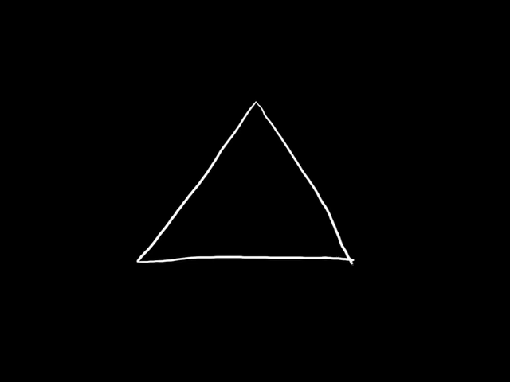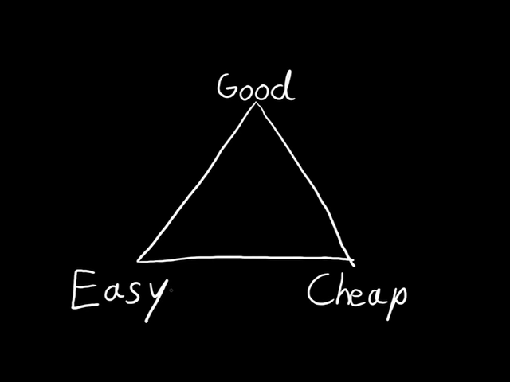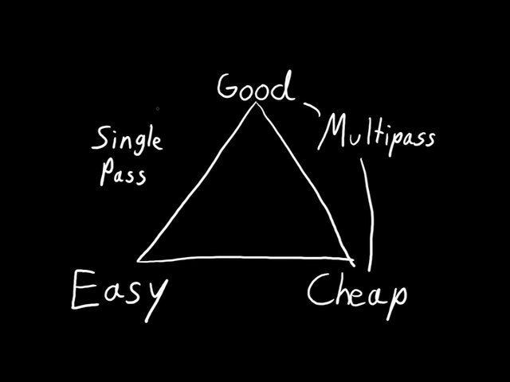Now, going back to the production triangle, I'll just change the word fast to easy because it's a bit confusing otherwise. So multipass is good and cheap, but it's a lot harder to do. Single pass is good and easy, but on anything slightly complex it gets really expensive because the render times are so long. And a lot of the time you can't even get it to render without special equipment or software, which we'll talk about in the next episode.